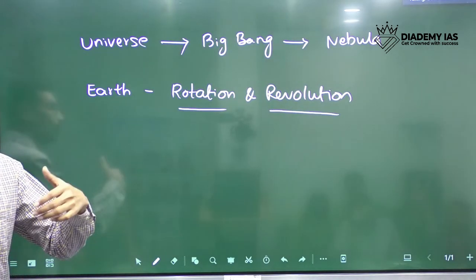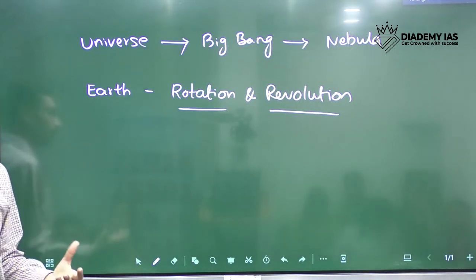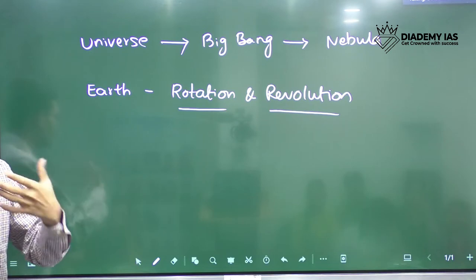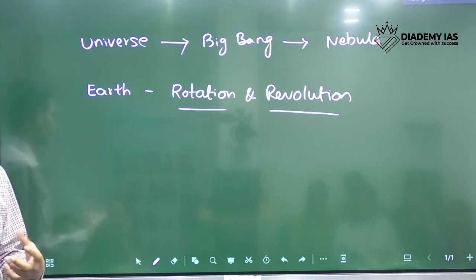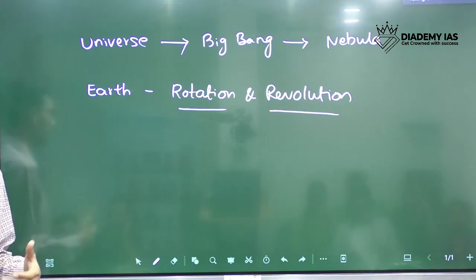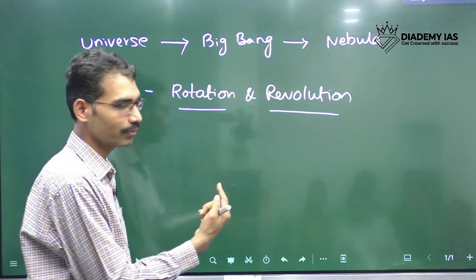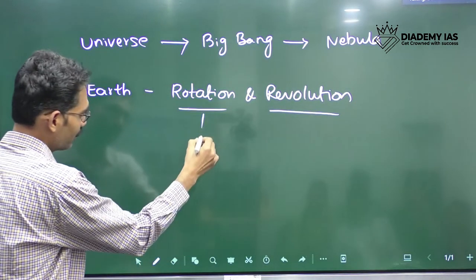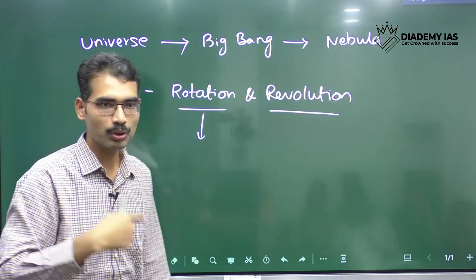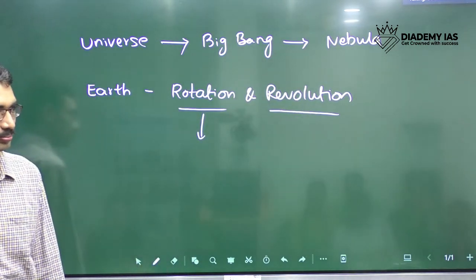Suppose when you see the milk is in liquid form, but when you churn the milk, then we get butter. So different form is coming out of continuous rotation and revolution. So this is the same thing when it is in motion for billions of years.